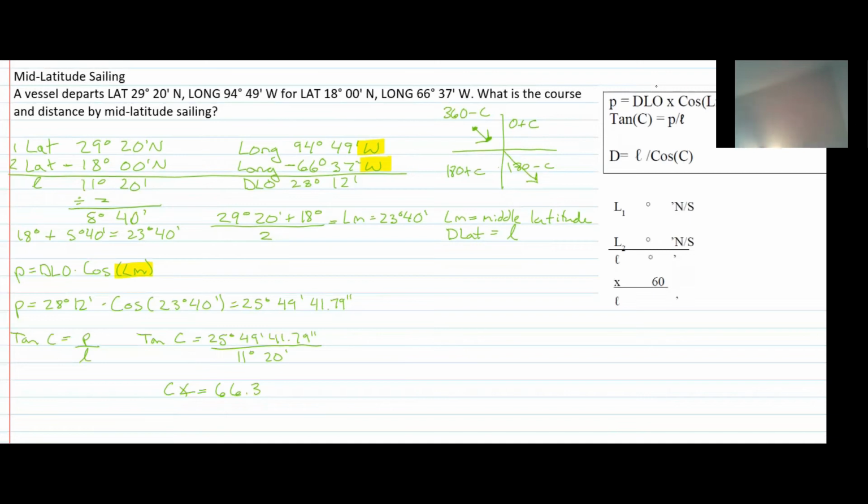180 minus our course angle of 66.3 equals 113.7 degrees, and that is our true course.